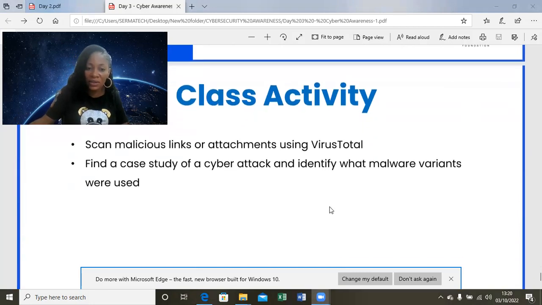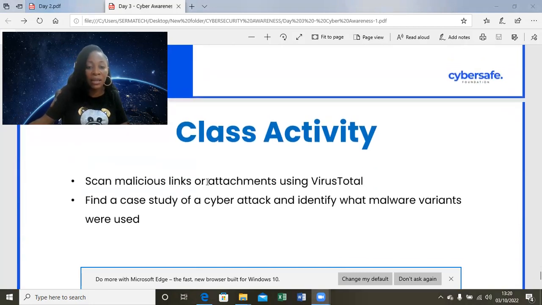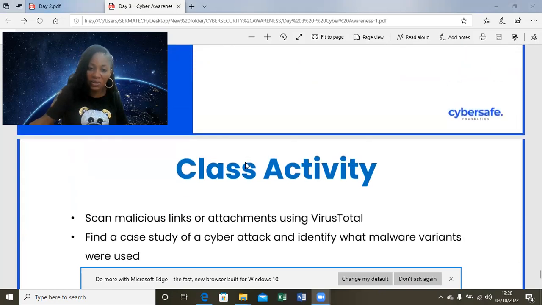Now we have class activity for this class. Scan malicious link or attachment using VirusTotal. Just check for links. I already gave us the link to the website. Open it and then click the link and scan and see what results you have. Find a case study of a cyber attack and identify what malware variants were used. This is an assignment. This last activity is your first assignment for the week for the third class.